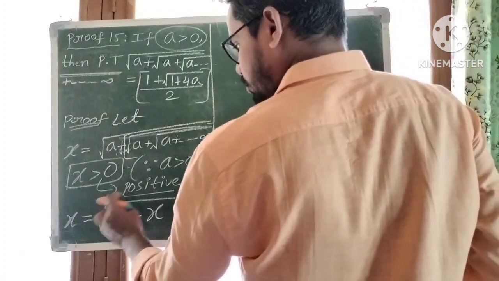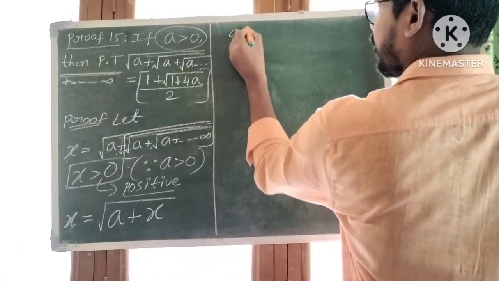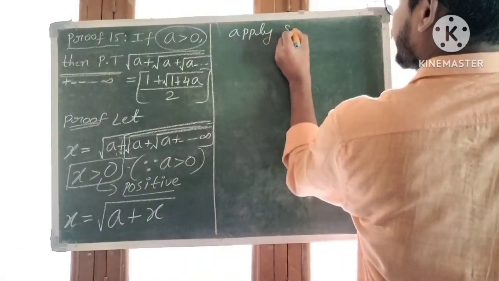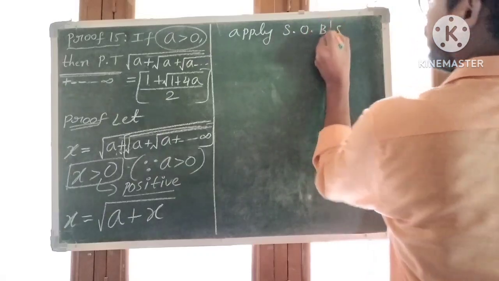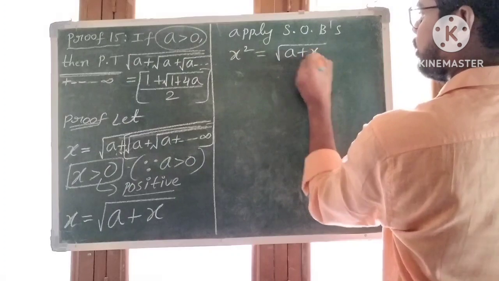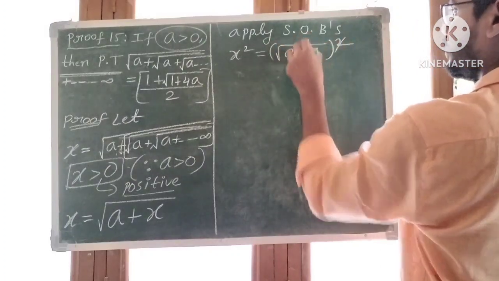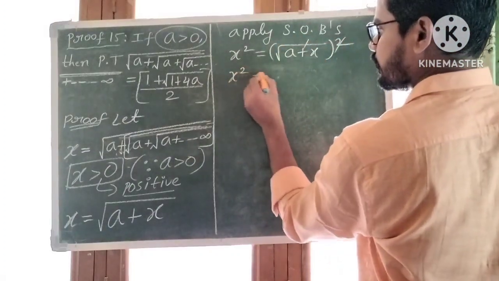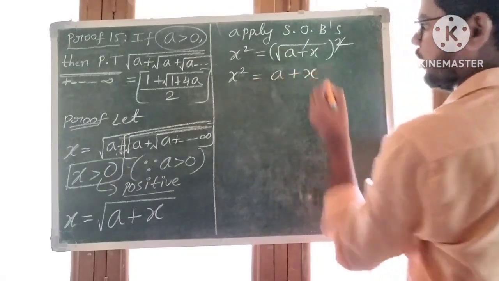So anyhow, to eliminate the square root, apply squaring on both sides. x square is equal to square root of a plus x, whole square. Square root gets cancelled. You will get x square is equal to a plus x.